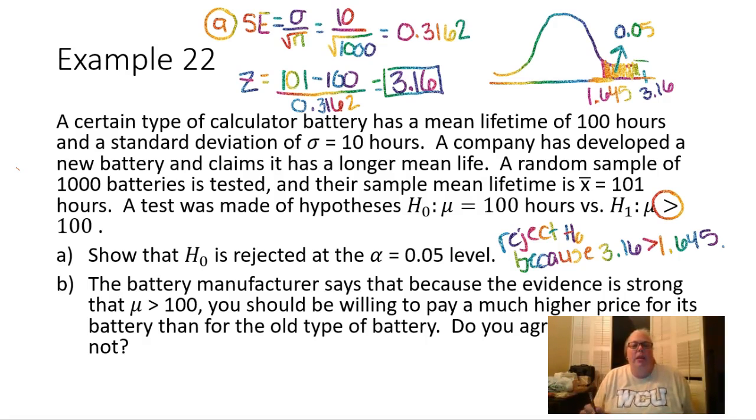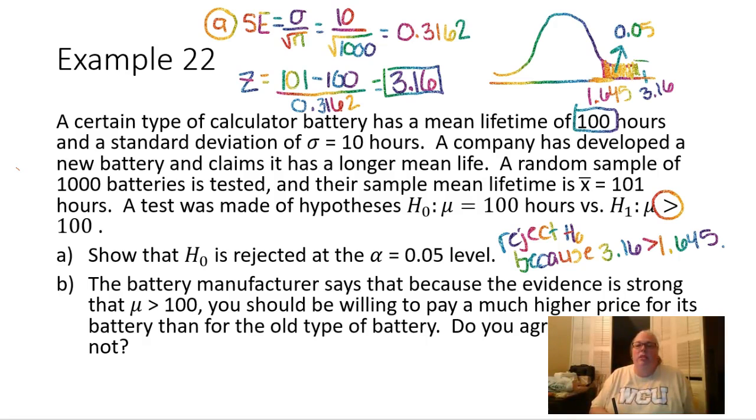All right, part B. The battery manufacturer says that because the evidence is strong that the mean is greater than 100, you should be willing to pay a much higher price for its battery than for the old type of battery. Do you agree? Why or why not? This is an opinion question, but I can tell you my feelings on this. The old battery gave us a lifetime of 100 hours, and the new battery definitely gives us more hours. This is some pretty strong information.